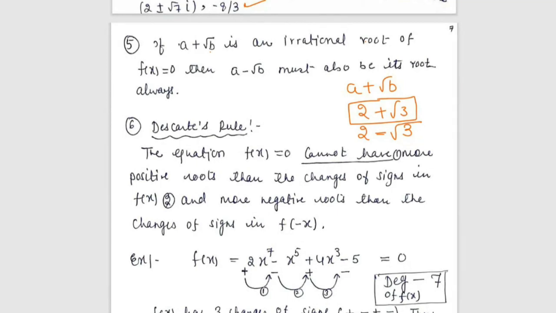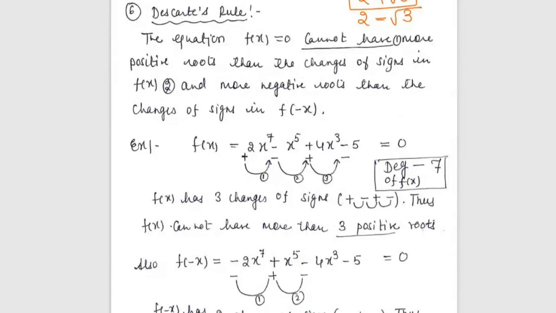Now, the very important thing is Descartes rule. From Descartes rule, you can decide how many real roots, how many positive roots, and how many negative roots there are. Because in your equation some roots are positive and sometimes they are negative in sign. So how can you decide from Descartes rule how many positive roots and how many negative roots a particular equation contains?